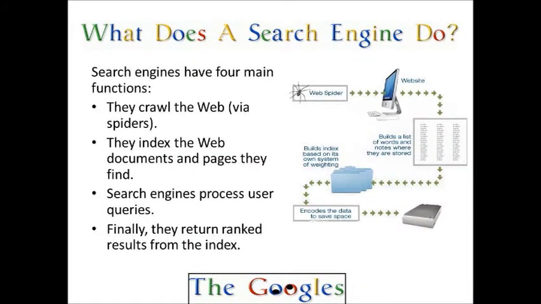Now we will see what a search engine does. Search engines have four main functions. They crawl the web via spiders, they index the web documents and pages they find, search engines process user queries, and finally they return ranked results from the index.